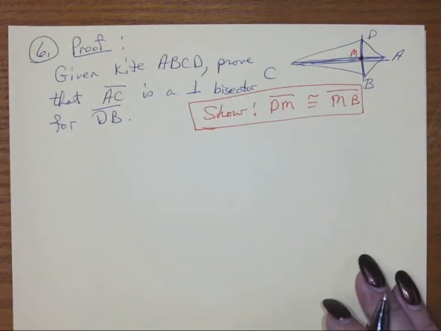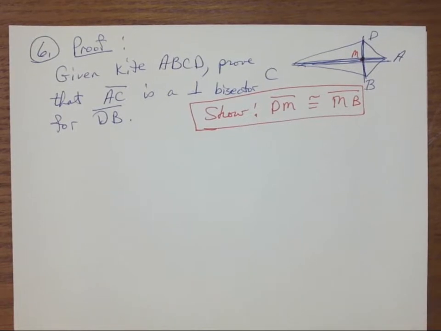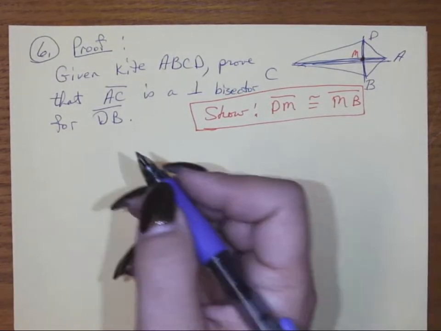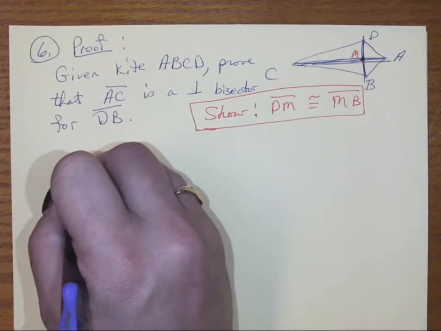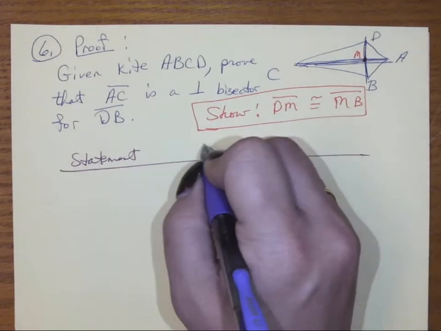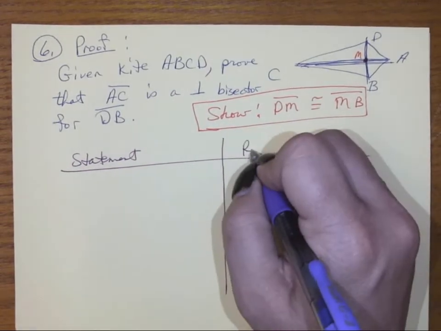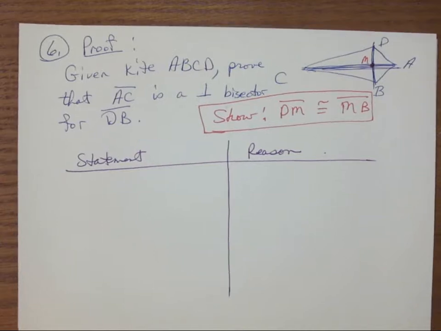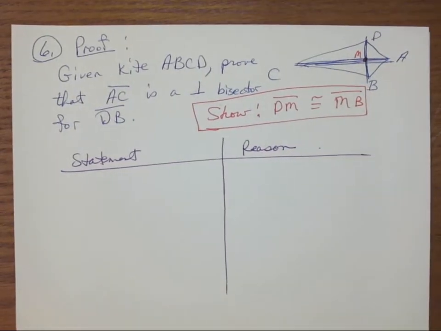All right. I kind of used a paragraph proof type thing in your solutions manual, but I'm going to go ahead and give a 2-column proof here, just like we normally do. So we've got a statement over here, and over here we've got a reason. And we're going to start out with the fact that ABCD is a kite.